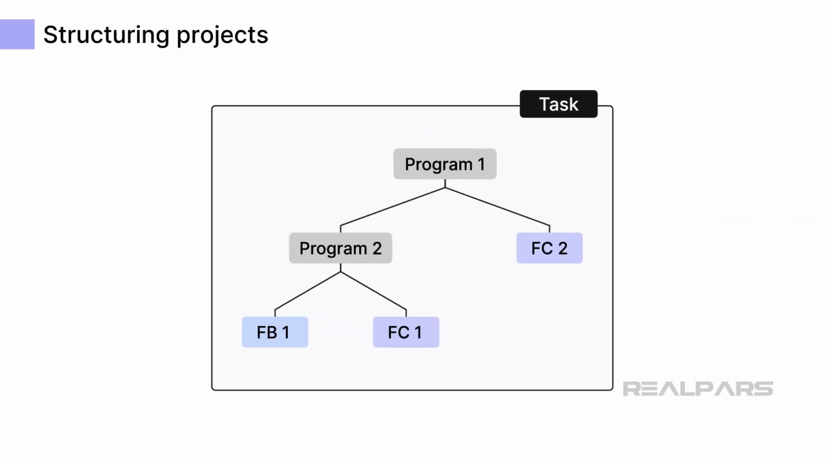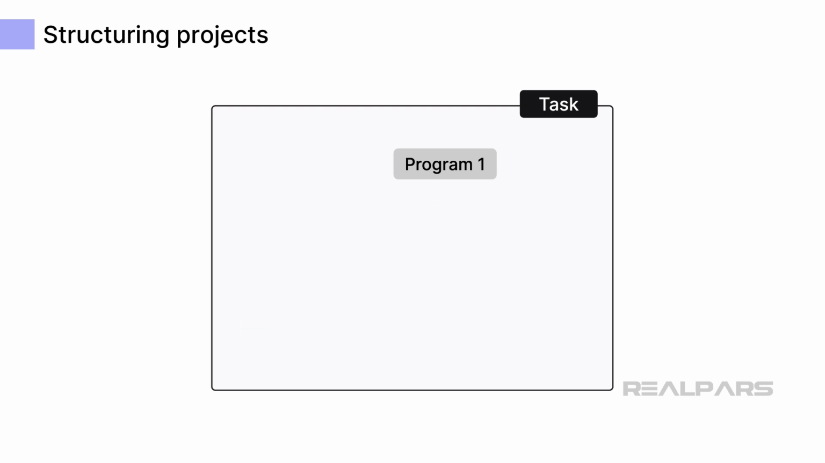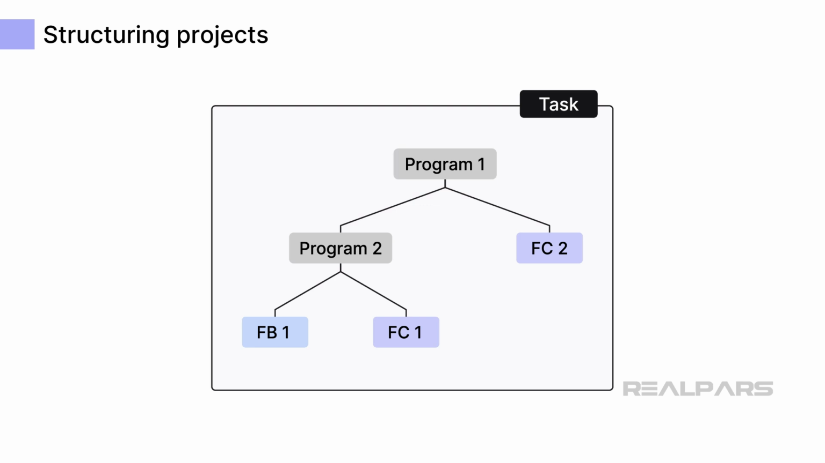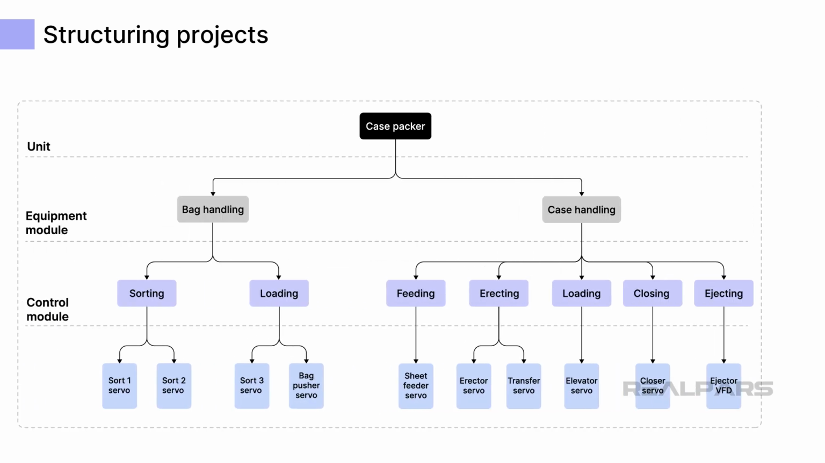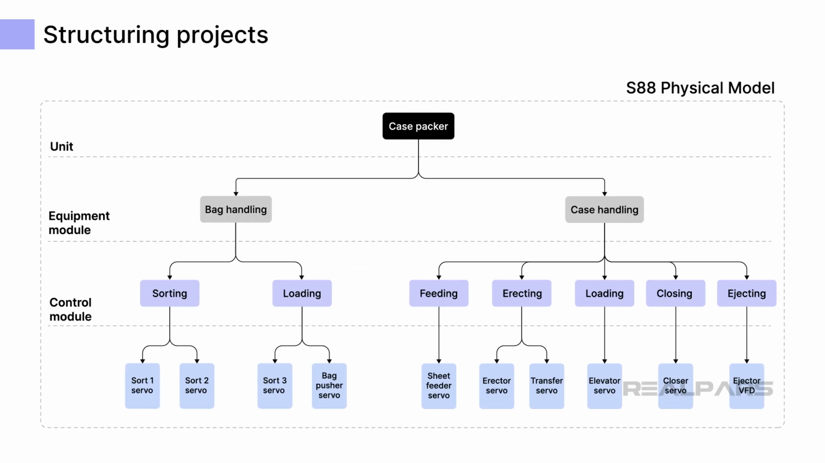POUs also allow you to structure your projects in a logical way. Instead of writing all of the code for a project in a single program, you can use POUs to break a project down into logical components and call them in an order that creates a system hierarchy. For example, you may use the S88 physical model to decompose a machine into units, equipment modules, and control modules.